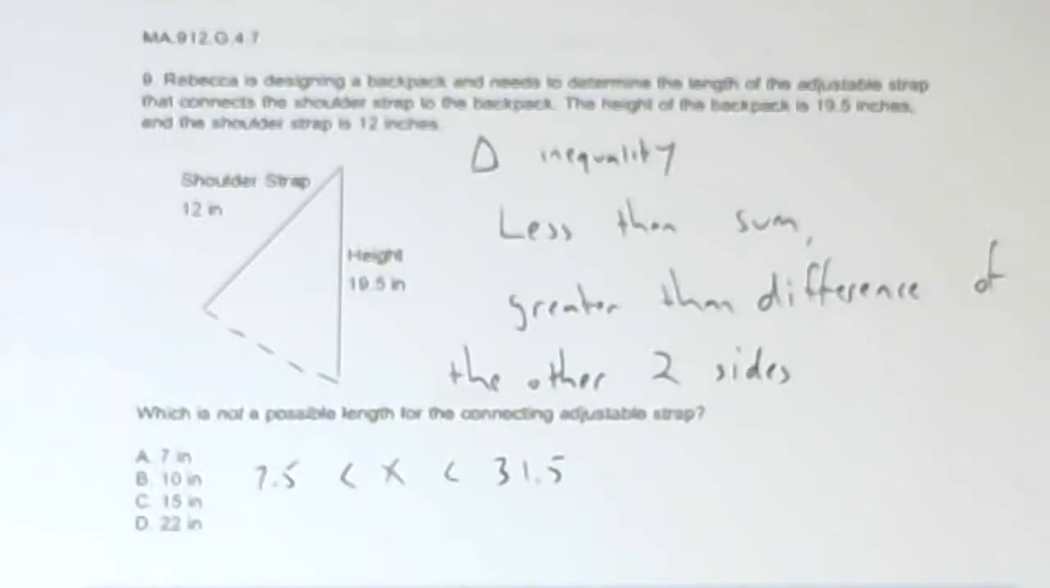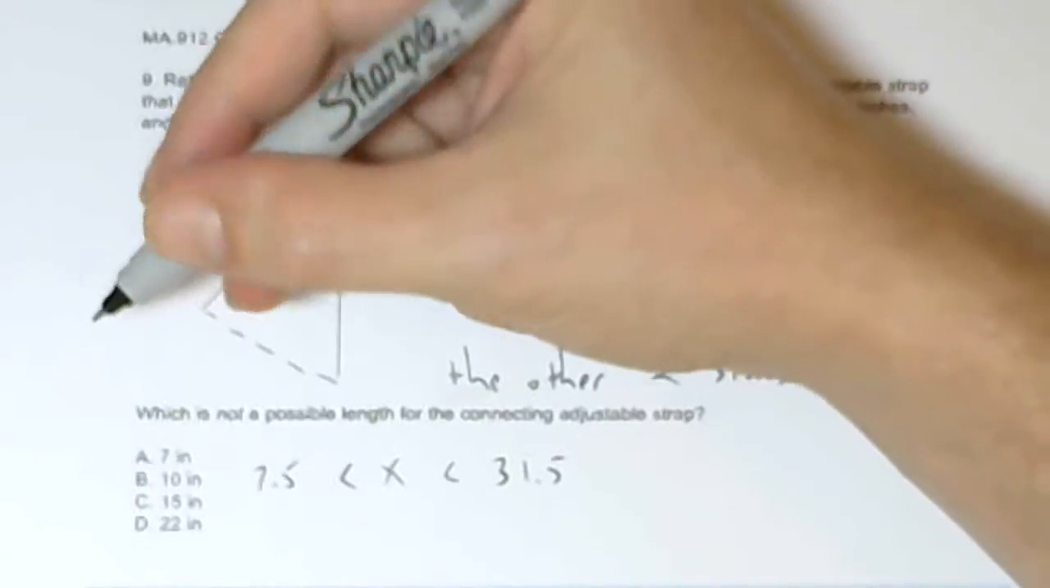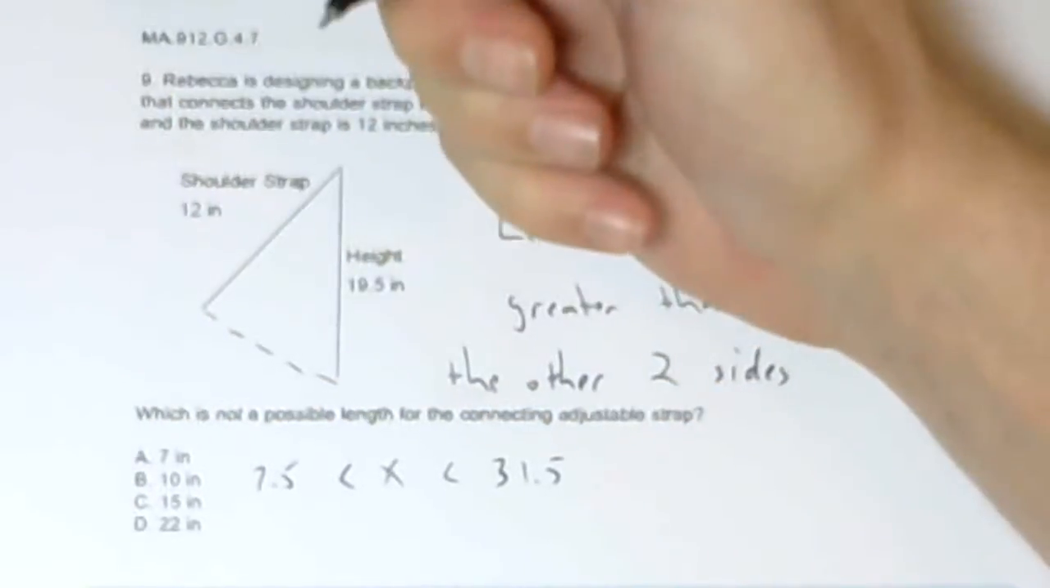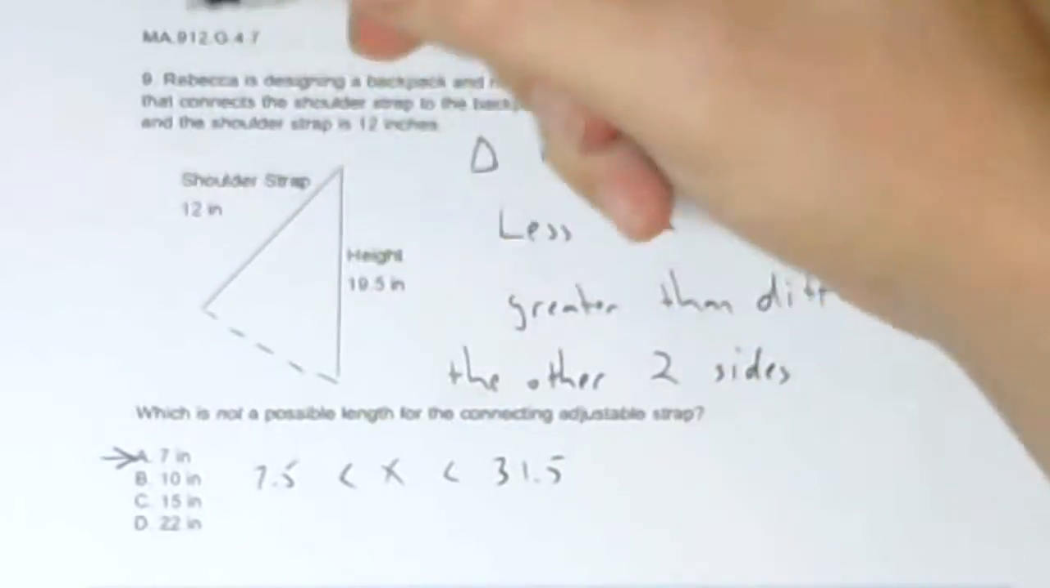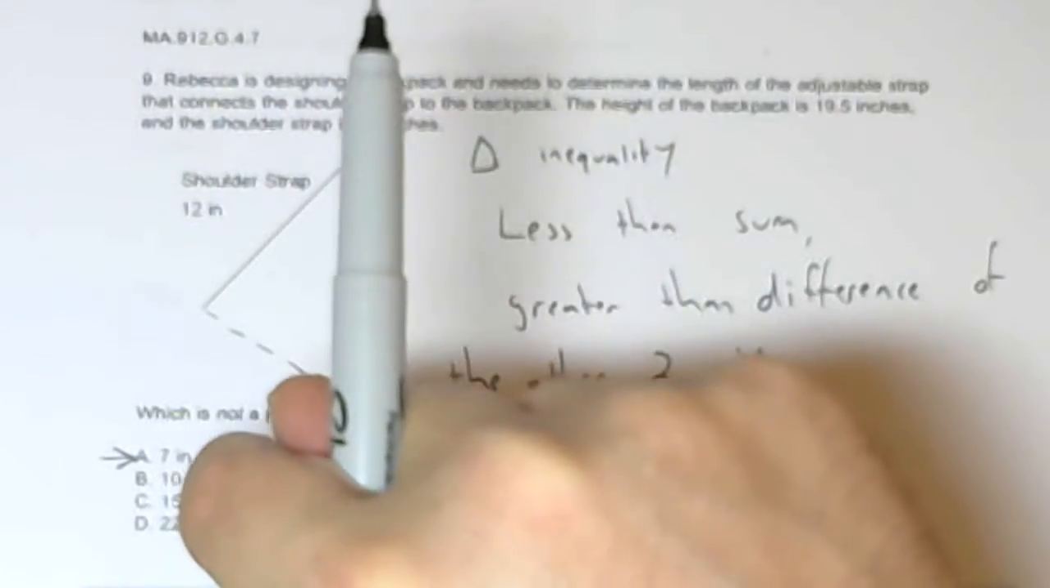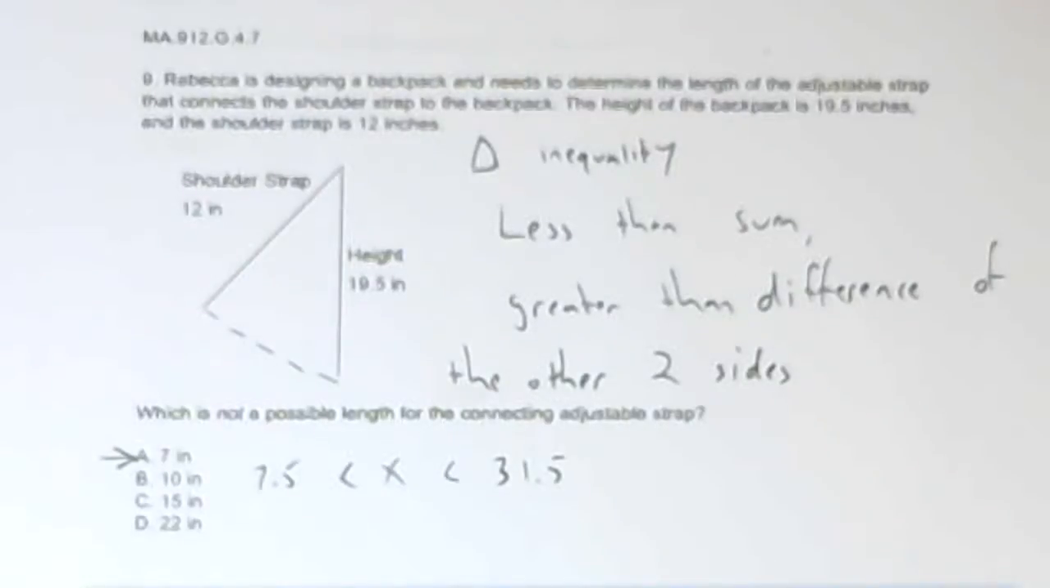What I was trying to get to is usually when they do this, it's going to be one of the two extremes. So all my numbers are in that range except A. So the answer to 9 should be A, 7, because 7 is less than 7.5.